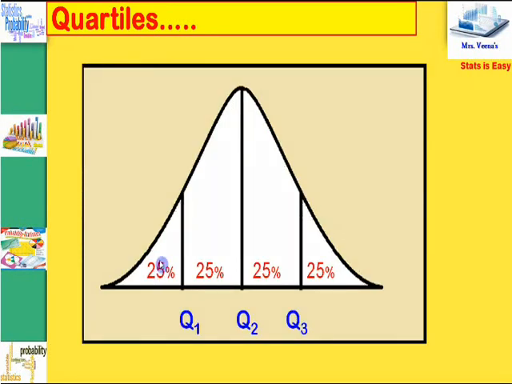Here is a frequency distribution. 25% of observations are below Q1, 50% of observations are below Q2, and remember Q2 is the same as the median. 75% of observations are below Q3.